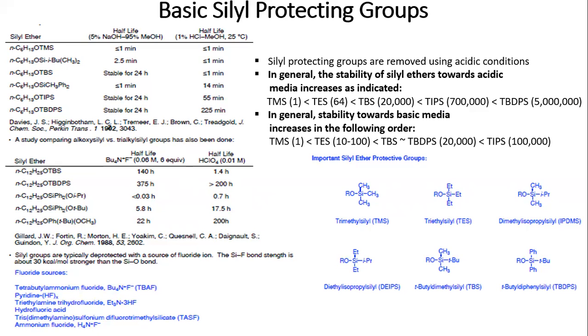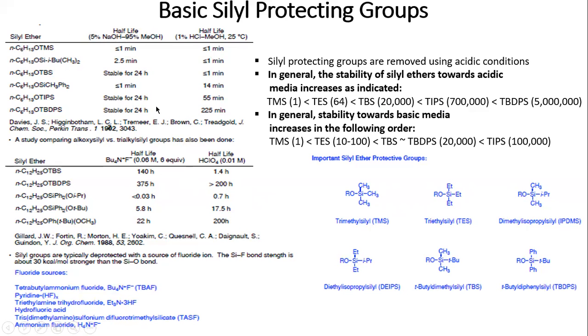So you have to vary your protecting groups, and that way you can strategically remove them when you need to remove them, right? And you can see up here on the basic conditions, this is 5% sodium hydroxide, 95% methanol. TMS comes off in less than a minute. And then the isobutyl dimethyl group, 2.5 minutes, so on and so forth.